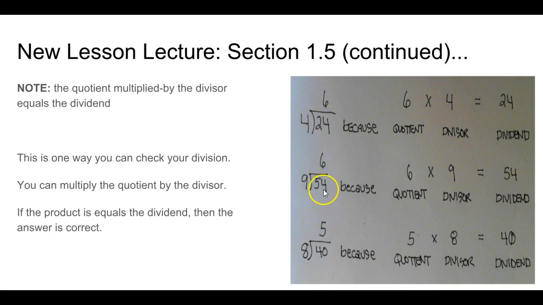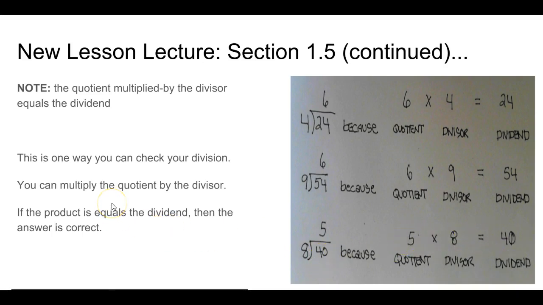If we come down here, we can see the same thing. So now we have a different set of numbers. 54 divided by 9 equals 6 because 6 times 9 equals 54. And if you look at your multiplication tables, you'll see that that's true. Okay, and the same thing down here. We have 40 divided by 8 equals 5. And we know that this is true because when we take the answer, 5, and we multiply it by the divisor, we get the dividend. 5 times 8 equals 40.